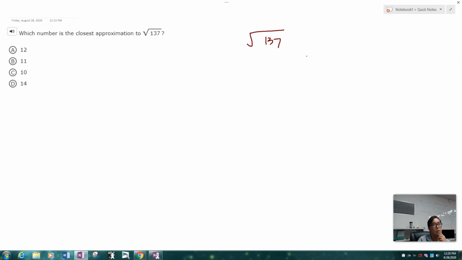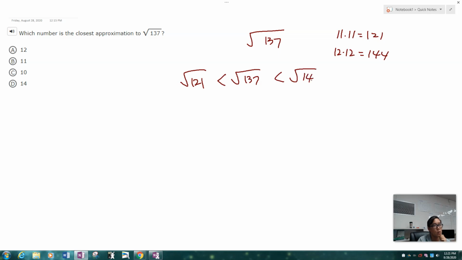So we need to think about the perfect squares. 11 times 11 is 121, and 12 times 12 is 144, and 137 seems to be in between. So the square root of 137 is in between the square root of 121 and the square root of 144. Why did we choose those numbers? Because the square root of 121 is 11, therefore it's bigger than 11. And the square root of 137 is less than 12.